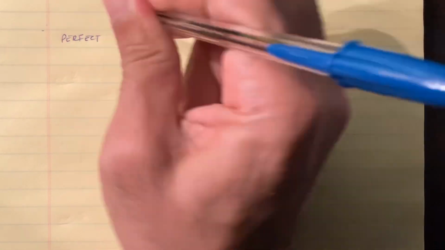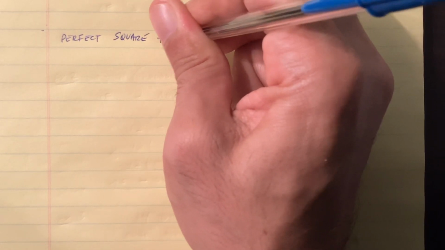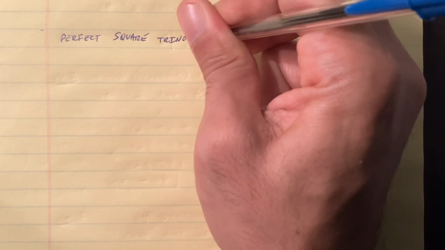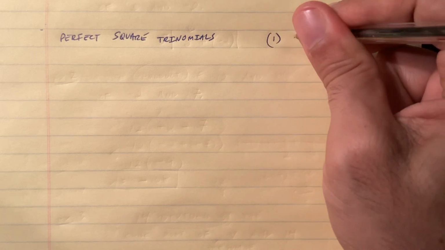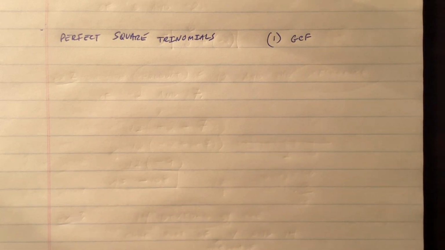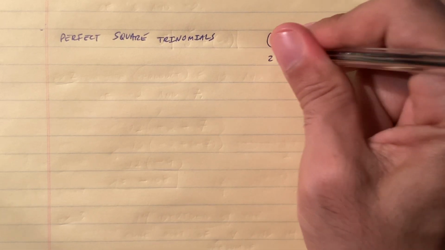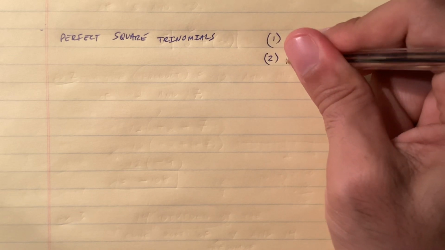All right, so without further ado, we're going to take a look at perfect square trinomials. And perfect square trinomials, this is our third factoring technique. The first one that we saw was the GCF, or the greatest common factor. The second one that we saw was the difference of squares.